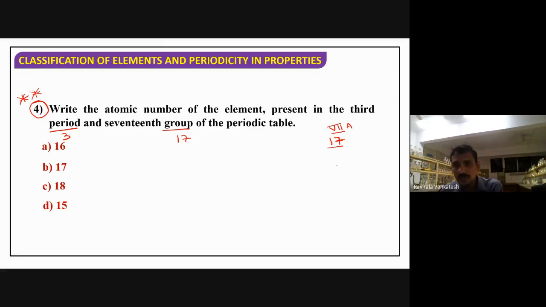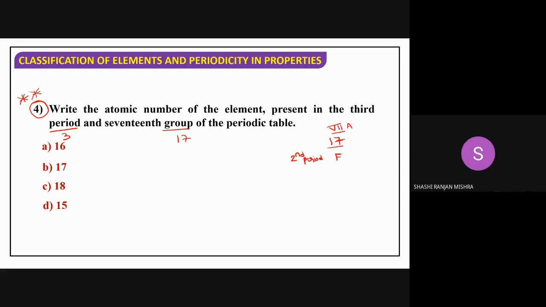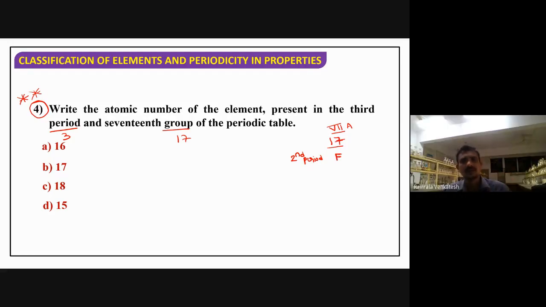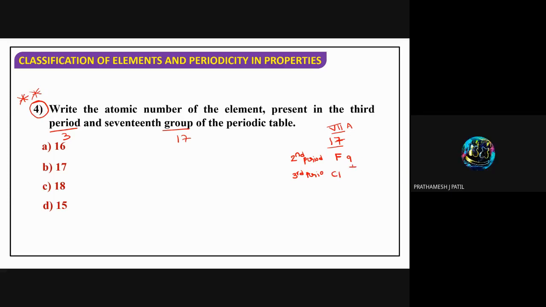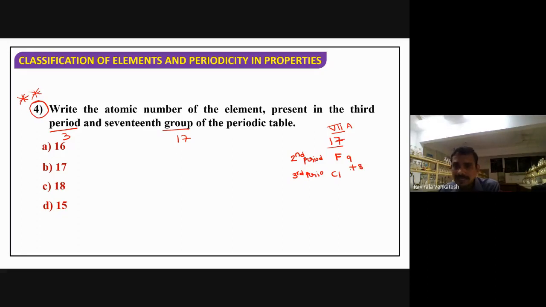So in the 17th group, the first element is present in the second period. What is that element? Fluorine. Leave the third period for now. The atomic number of fluorine will definitely be 9, right? Next, in the third period, I am writing chlorine. How do you identify its atomic number? What do we have to add? 9 plus 8, we need to add 8. So definitely the atomic number will be 17 here.